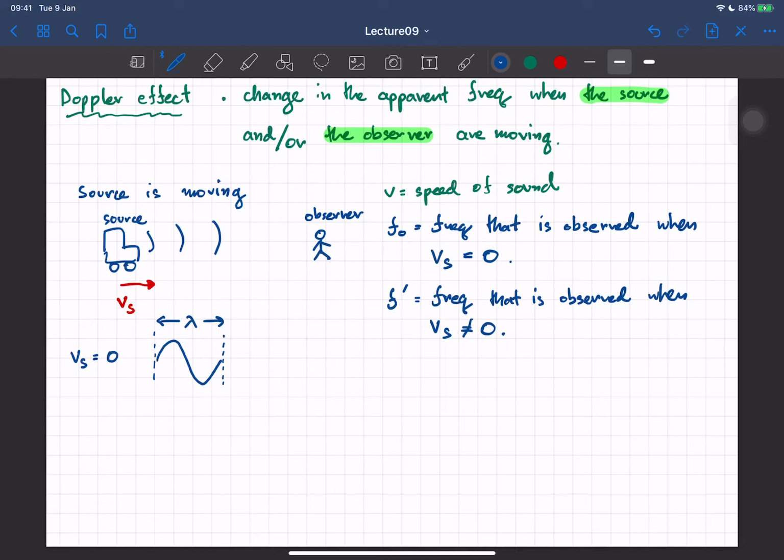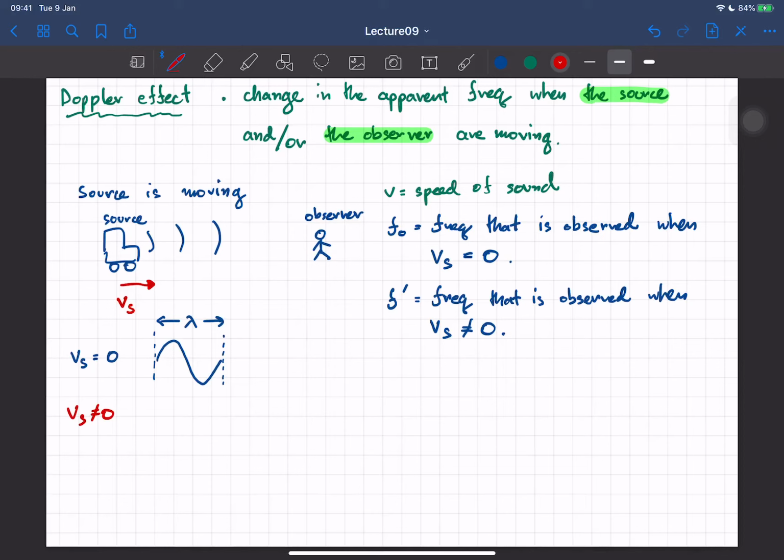Okay, so if you draw the wave like this, then when it's not moving, it's just a regular frequency and regular wavelength, right? So lambda is related to f0 and related to the speed of sound, right? But now, if you start to move also to the right, what happened is that you are compressing the wavelength to be something smaller. So when Vs is not equal to 0, right?